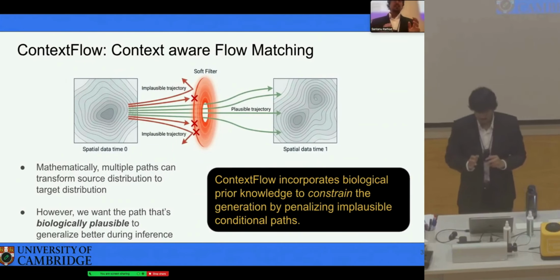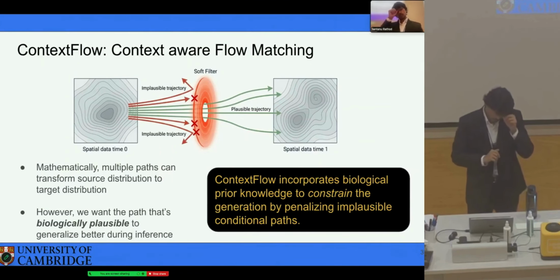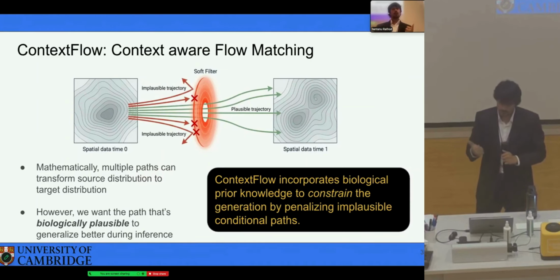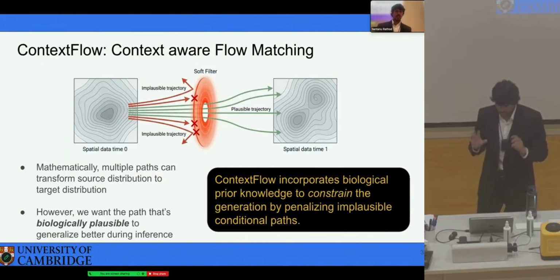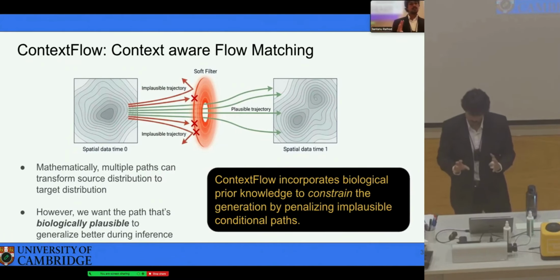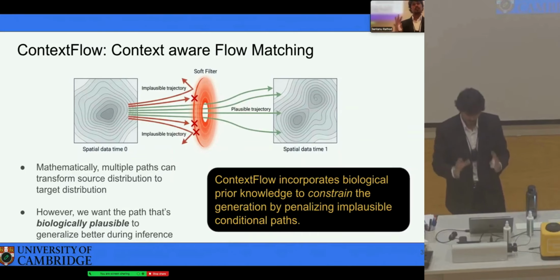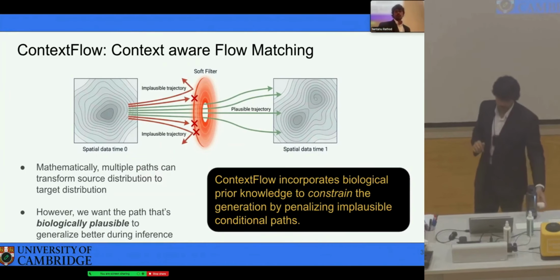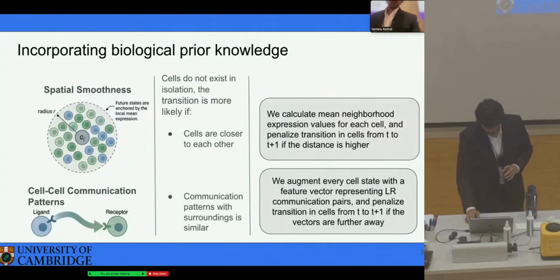So mathematically speaking, when you're devising these conditional probability paths, there can be multiple probability paths that give you the same observation. But you do not want to take just any probability path. You want to take the path that is the most biologically plausible, because you want to generalize during inference. And that's all that ContextFlow does, which is incorporate biological prior knowledge to constrain the generation by penalizing implausible conditional probability paths. Now, the important question is, how do you incorporate this biological prior knowledge, and what is the correct level at which to incorporate it?